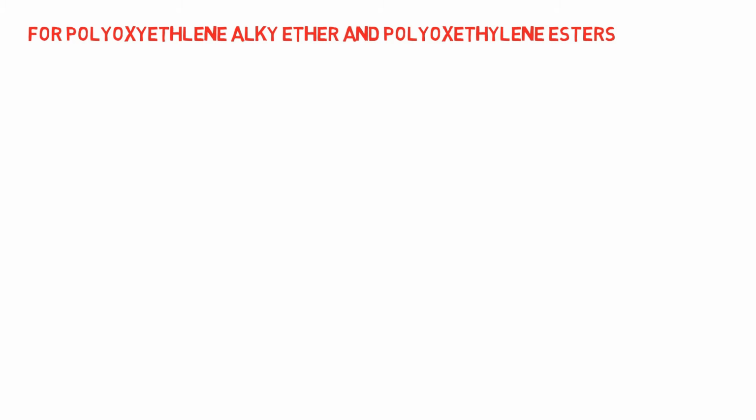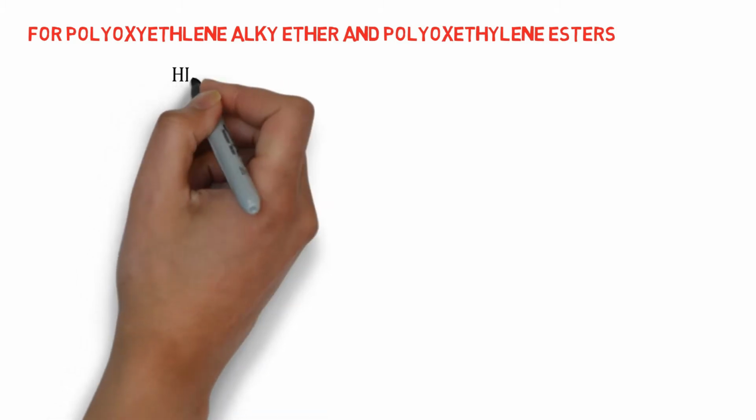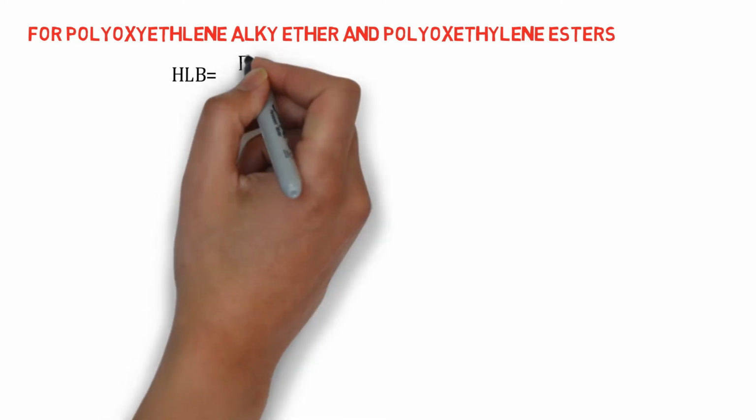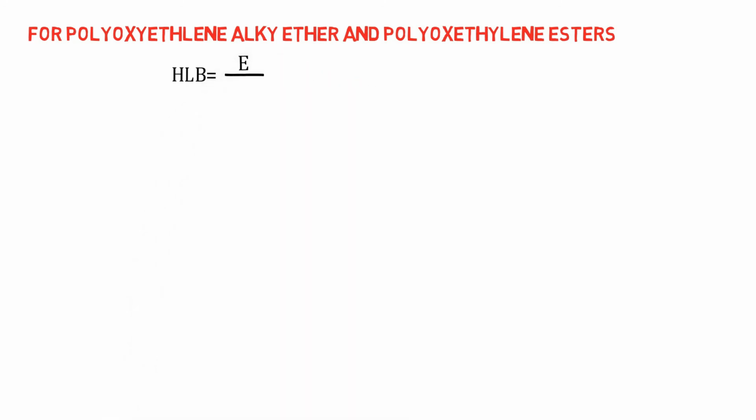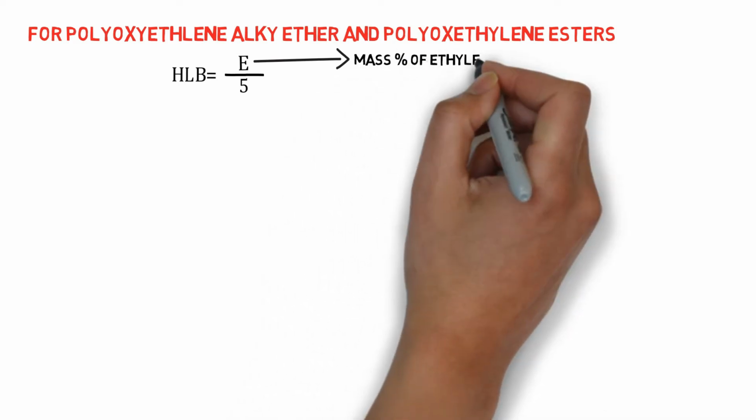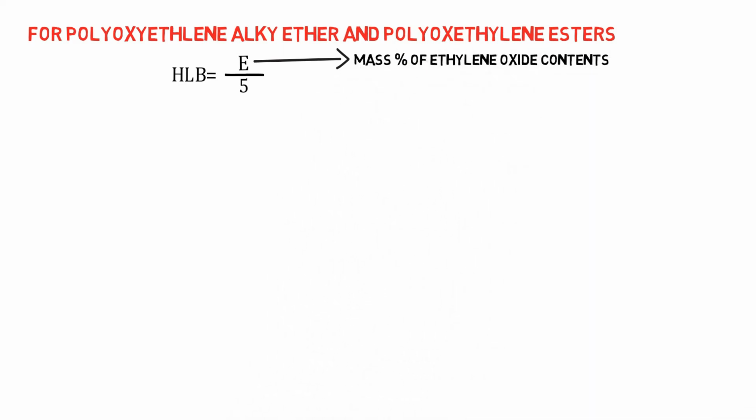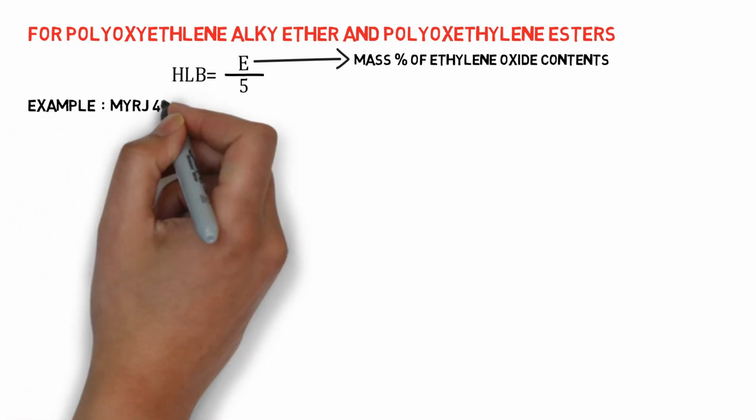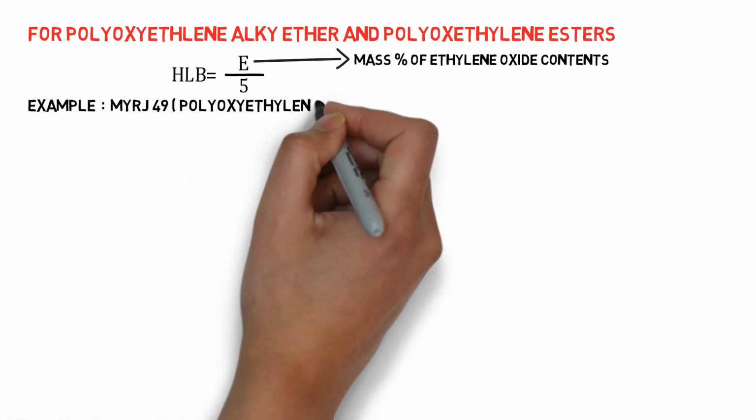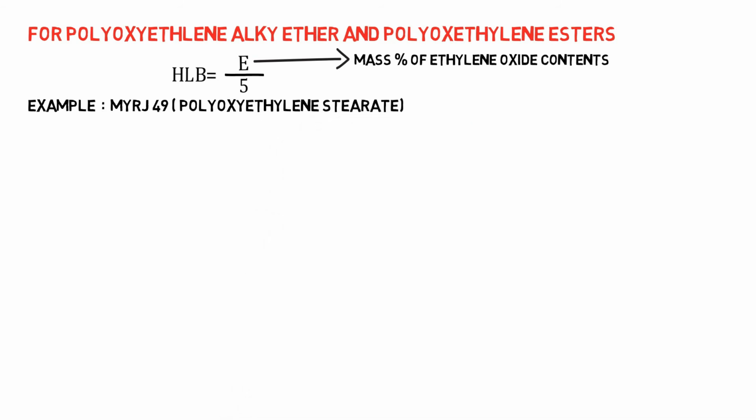For PEO based surfactant, that is polyethylene oxide alkyl ester or polyethylene oxide alkyl ether, the HLB value is calculated using the formula HLB is equal to E over 5, where E stands for mass or weight percent of ethylene oxide content. To understand better, let us take an example. Consider Myrj 49, which is a commercial name of polyethylene oxide stearate.